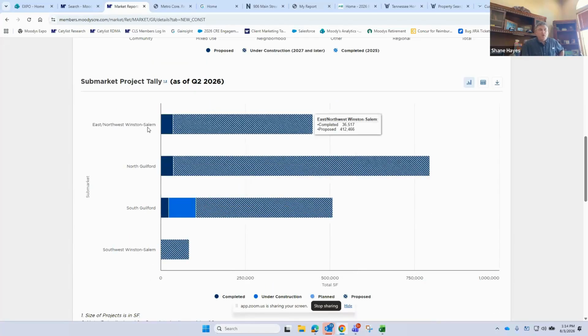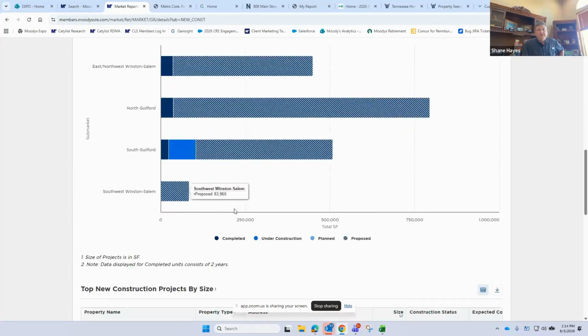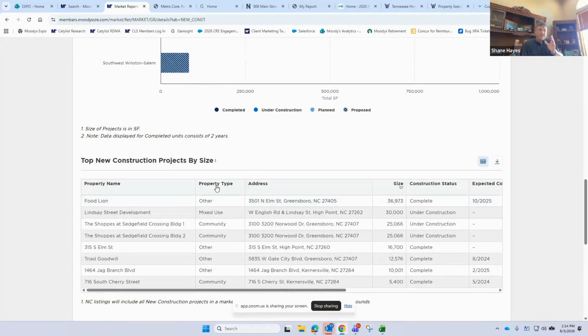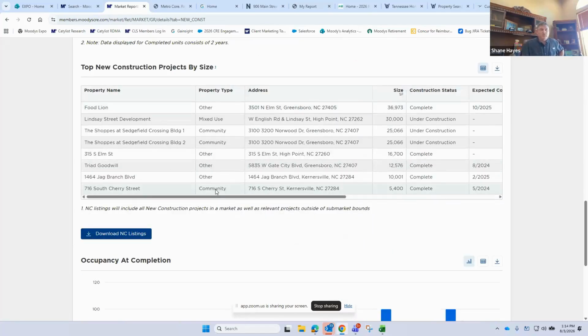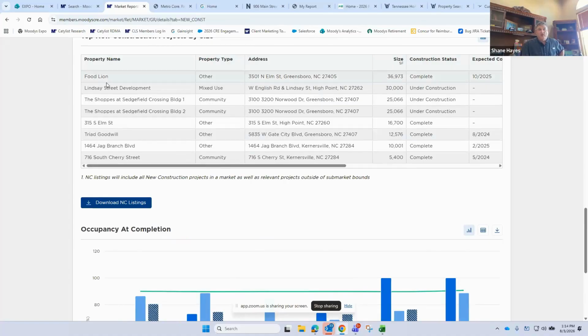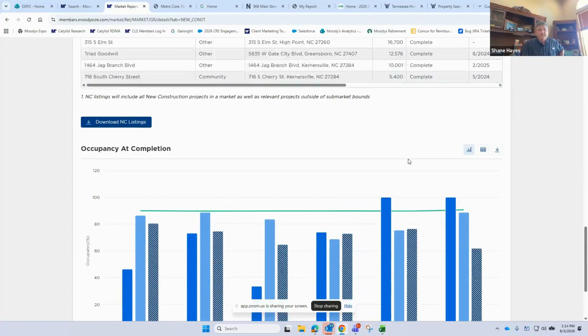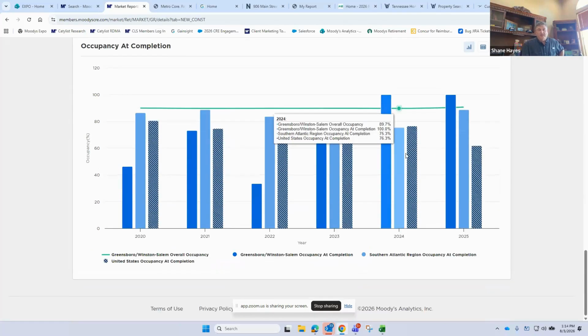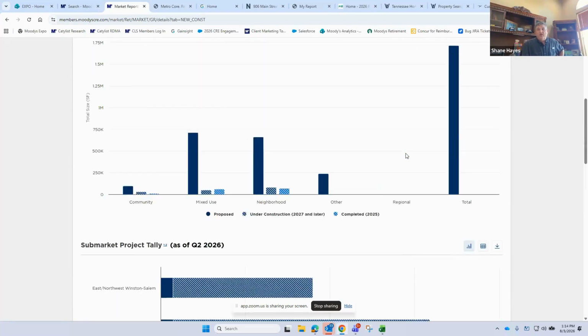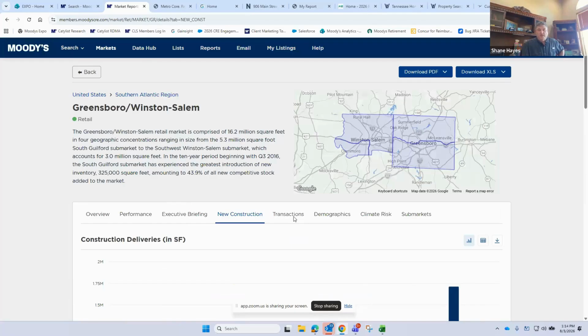And so this is just the sub-markets that we have and how those are being broken down as far as those particular statuses. And then we track new construction, which will provide that. So y'all may know some of these areas and kind of the sizes and when they were completed and things like that. And then occupancy at completion. So these are all tracked by that particular team.